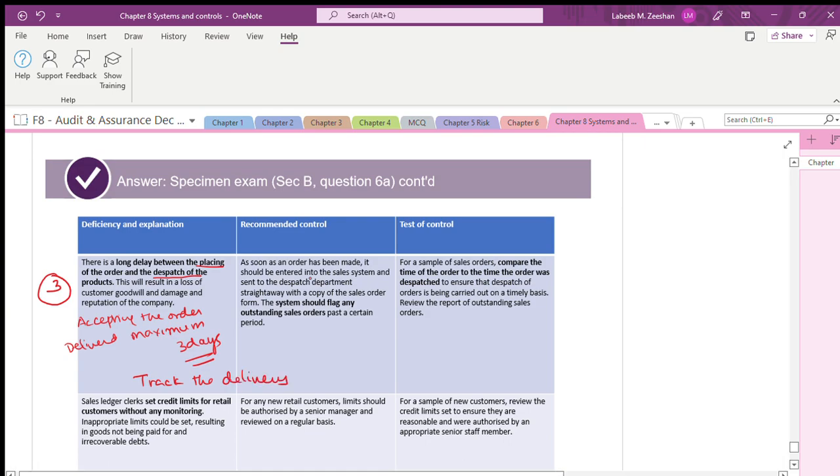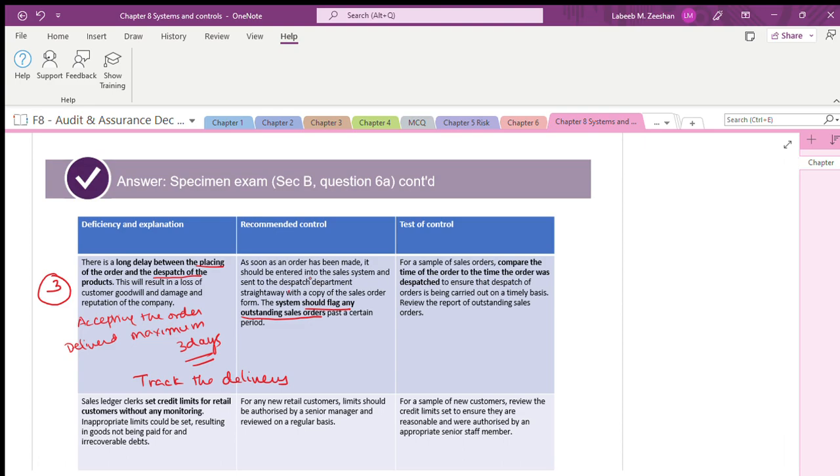You just enter the number, you know where the product is, how much time it will take to reach us, and when we can expect the product to be delivered. Otherwise there will be loss of customers. As soon as the order has been made, it has to be entered into a sales system and sent to the dispatch department with a copy of the sales order. The system should flag any outstanding sales orders.